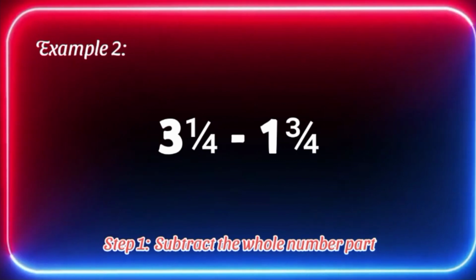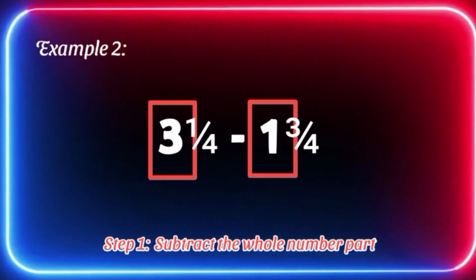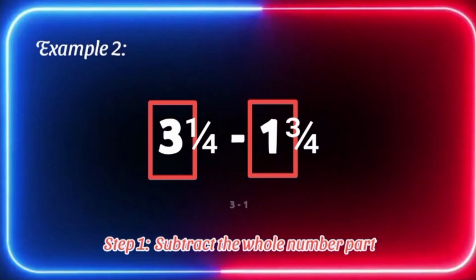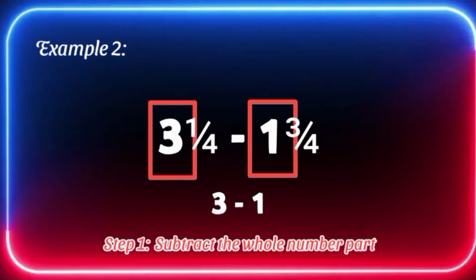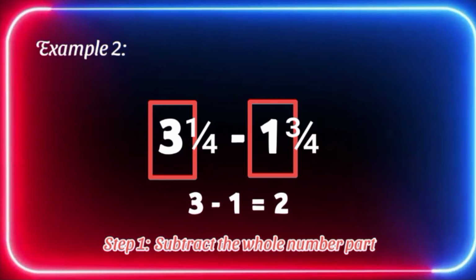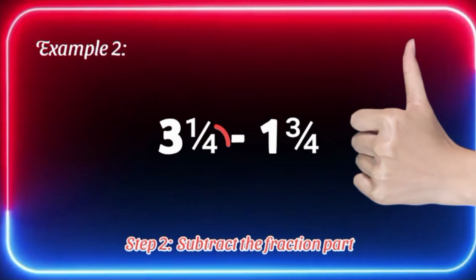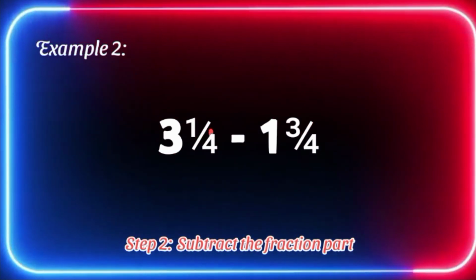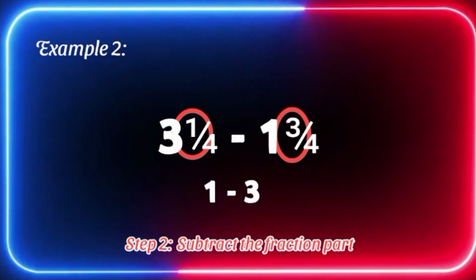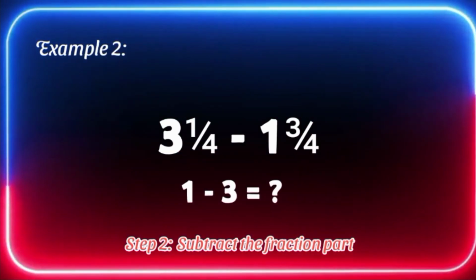Now first step, you are going to subtract the whole number part, which is 3 and 1. So 3 minus 1 is equal to 2. Now second step, subtract the fraction part. Since we have a common denominator, we are going to subtract the numerators. Now 1 minus 3 is what?